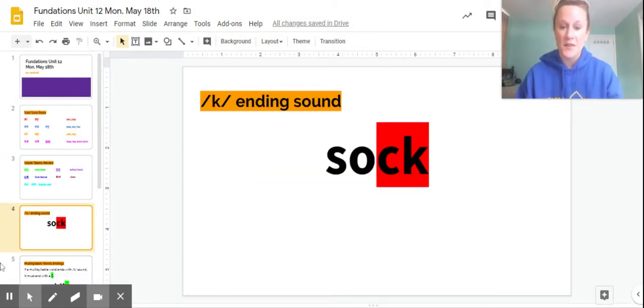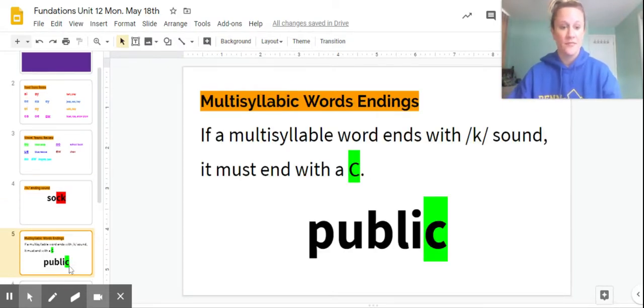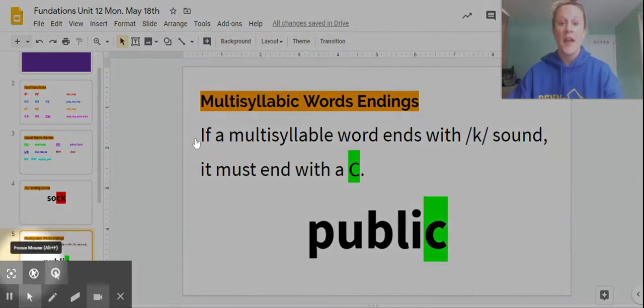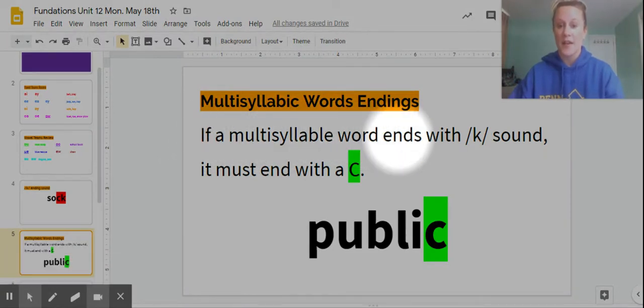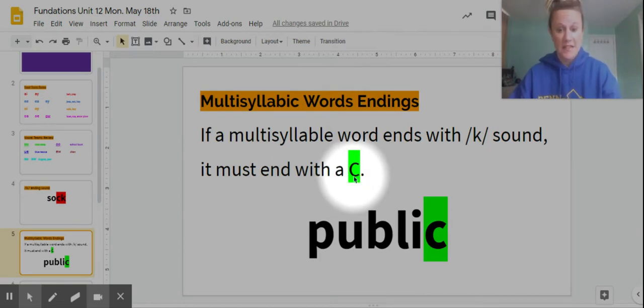All right, friends, next we're thinking about the k sound at the end of a word. Now, usually we know the digraph CK comes at the end of a word if there's a short vowel in front of it. But now we're going to be talking about that k sound if it's a multisyllabic word. We're going to see how we spell it. So, if a multisyllable word ends with a k sound, it must end with a C. So you won't be using your CK there.